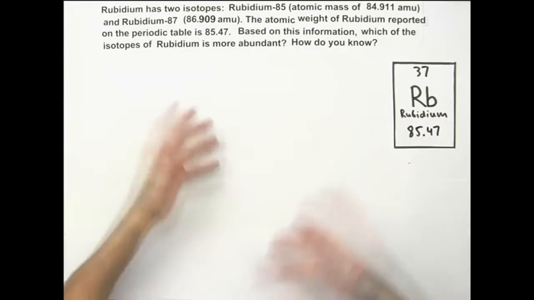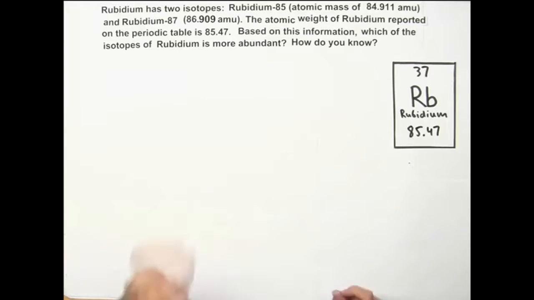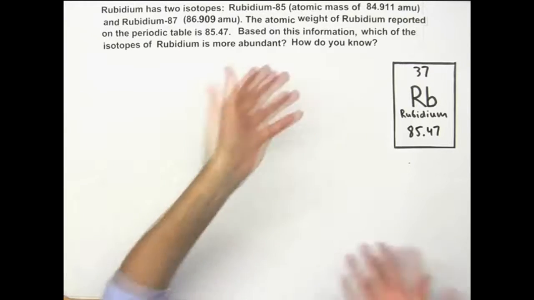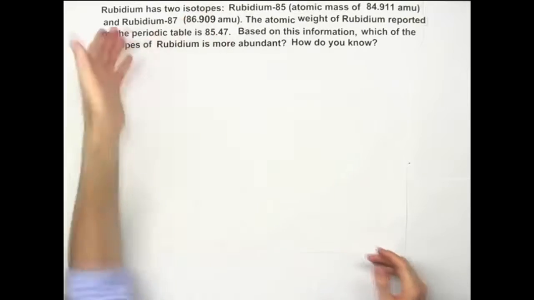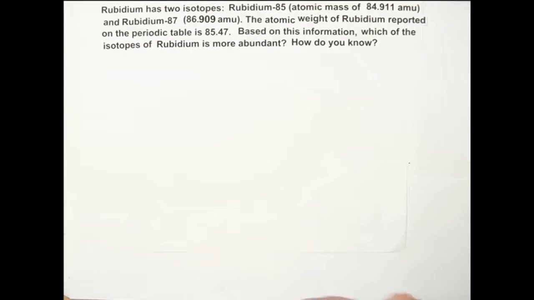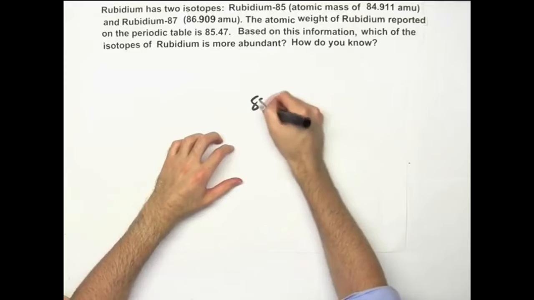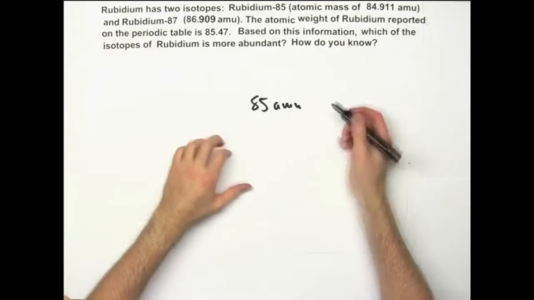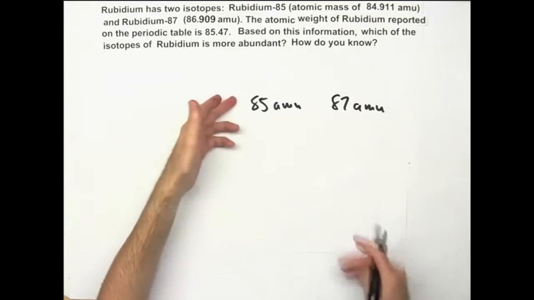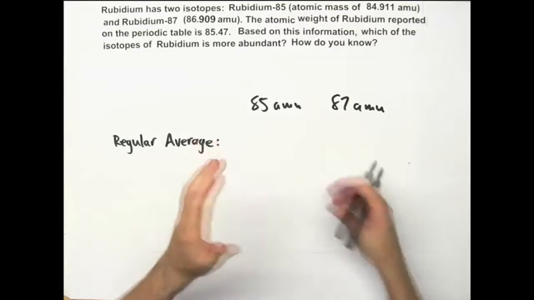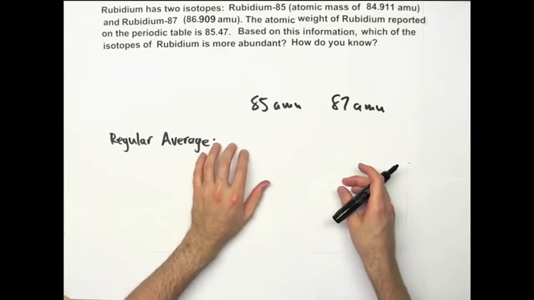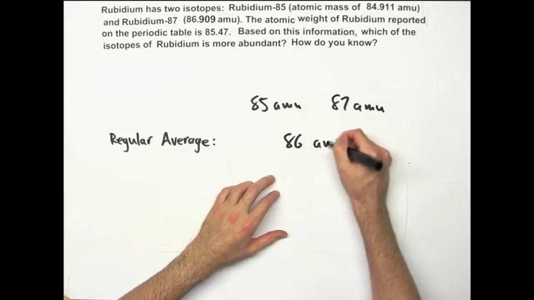This is a thought question. We don't really have to do any calculation. And it revolves around the idea of relative atomic mass, atomic weight. So now how does this relate to these two isotopes? Well, we have rubidium-85, which weighs pretty close to 85 AMU. And then we have rubidium-87 that weighs pretty close to 87 AMU. So for these two things, the regular average, if we had the exact same amount of both, would be right in the middle. It would be 86 AMU.